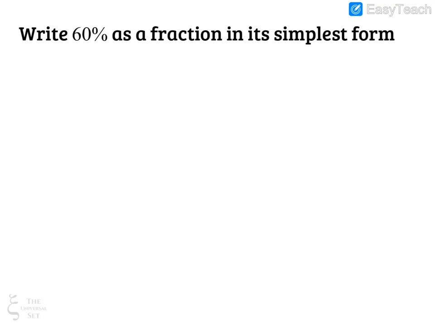Okay, let's try another. We've got now 60%. I want to write 60% as a fraction in its simplest form. So percent means out of 100. So 60% is just going to be 60 out of 100. That's our first step. But we're definitely not yet in our simplest form. What times table are 60 and 100 both in? Well, they're definitely both in the 10 times table, aren't they? So let's start by dividing by 10.